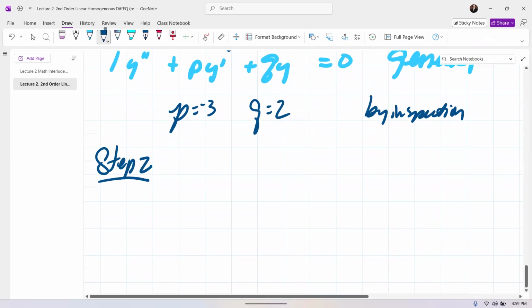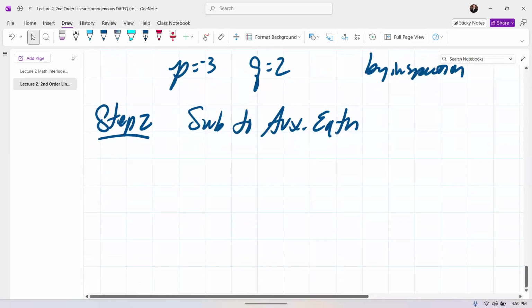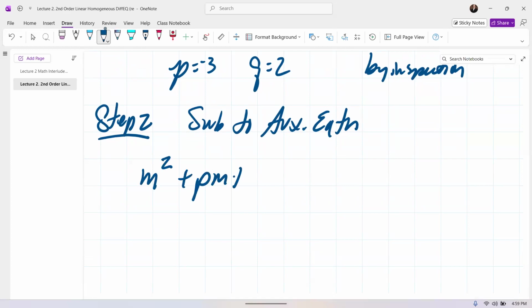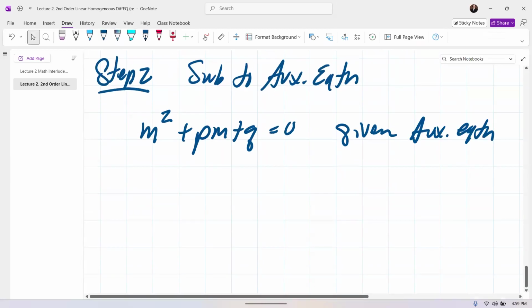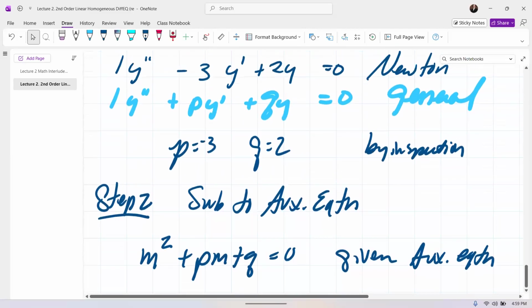So in step 2, we need to substitute into the auxiliary equation. All right, and don't forget, we'll be expecting 2 answers. So we're going to do it like this: m squared plus pm plus q equals 0. This is the given auxiliary equation. Then the next thing that we do is we substitute in the values that we just got. So we need the P and Q. They're right here just above.